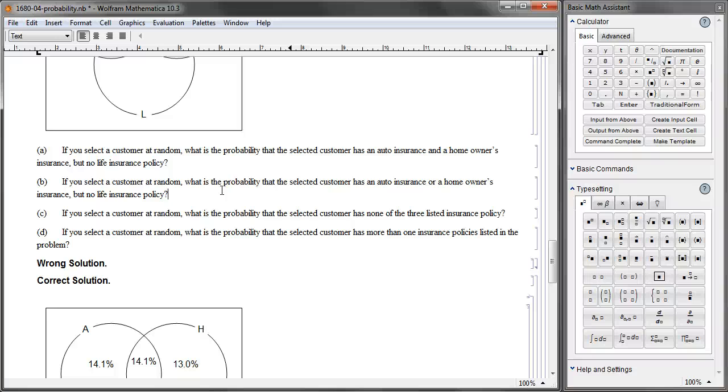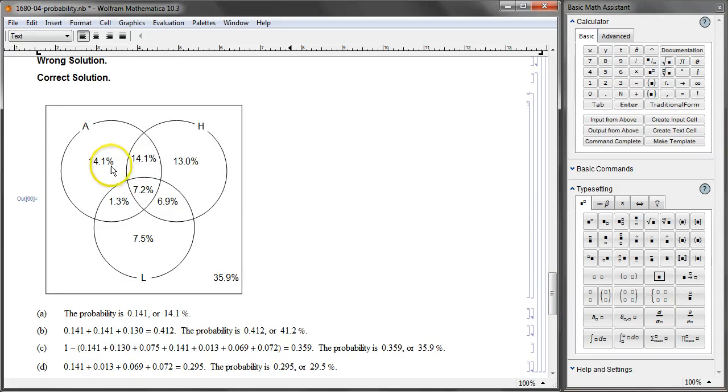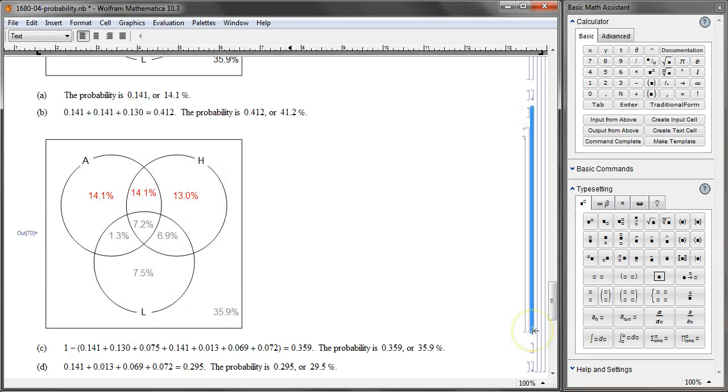If you select a customer at random, what's the probability the selected customer has auto or home but no life insurance? Auto or home, but no life, so outside L, we have something like this.